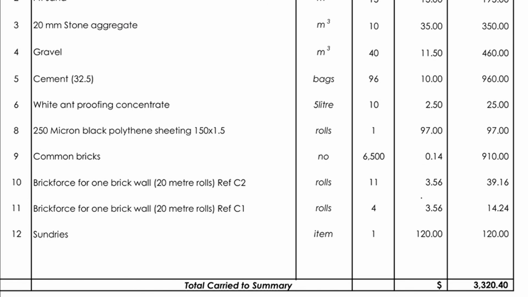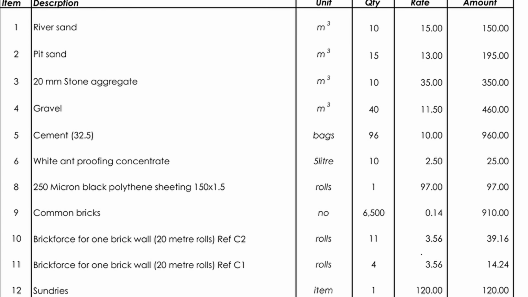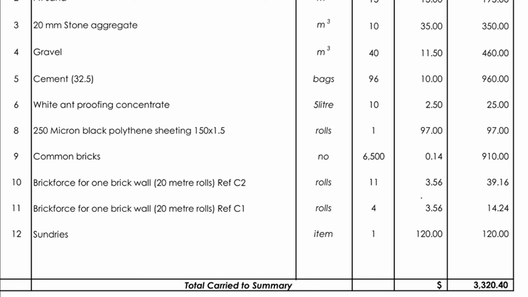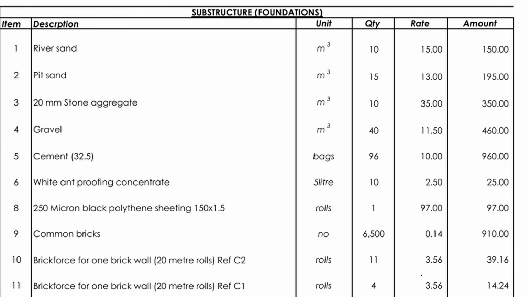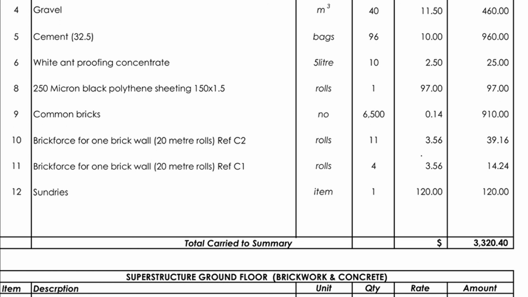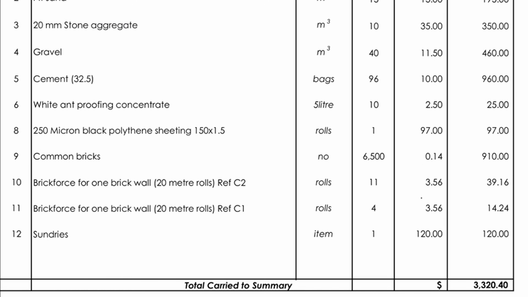And then for the common bricks, we have 6,500. For the brick force, 11 rolls. Brick force for the brick wall, we need 4 rolls. And then for the sundries, we need roughly 120 US dollars. So this brings the amount to 3,320.40.